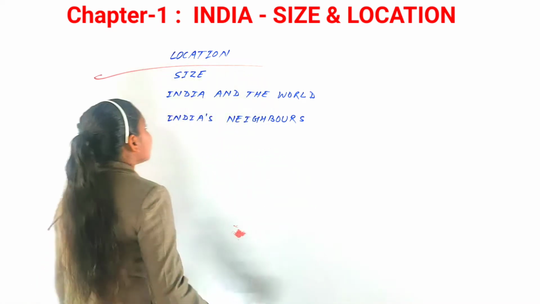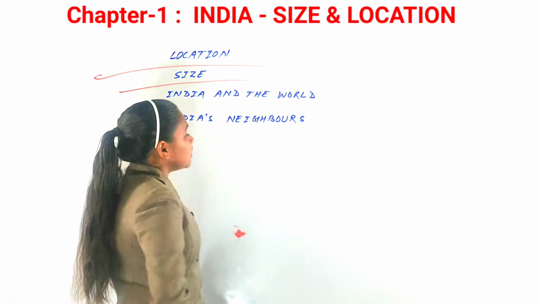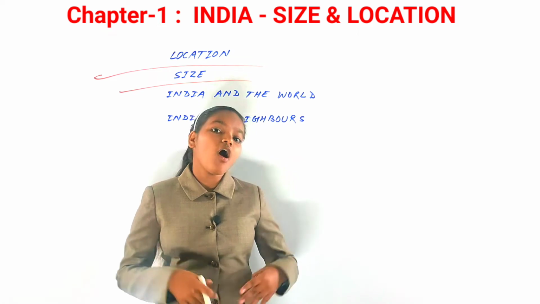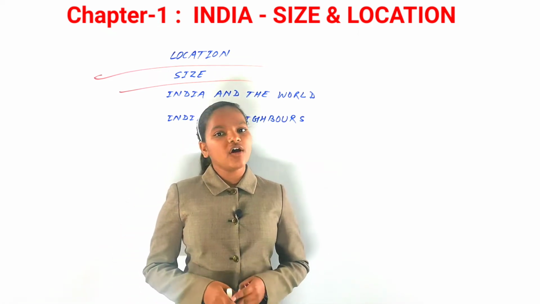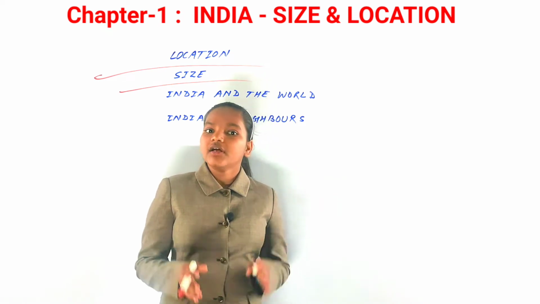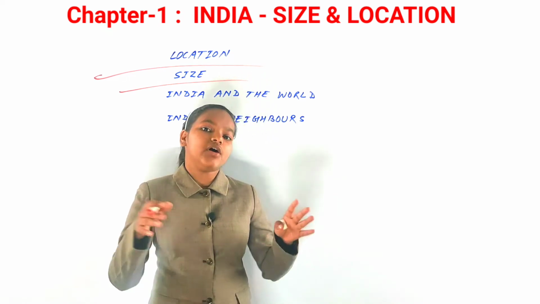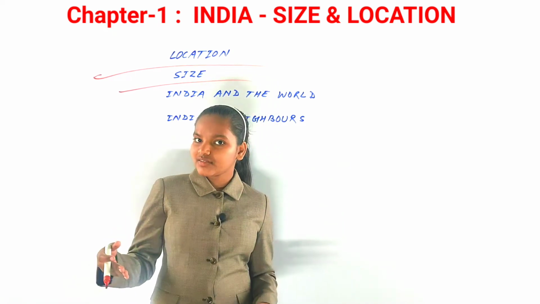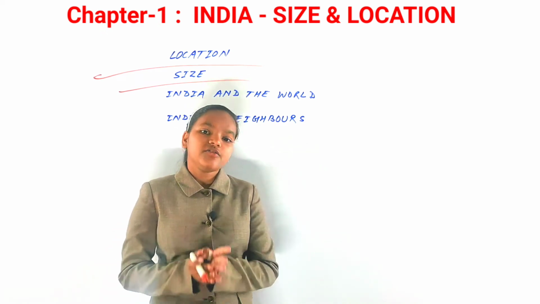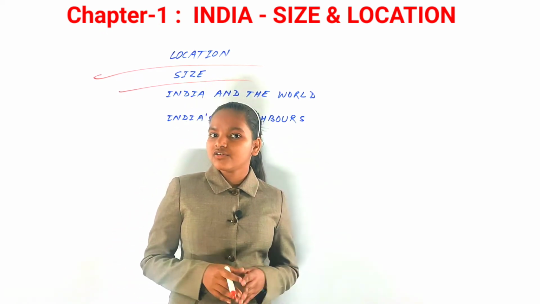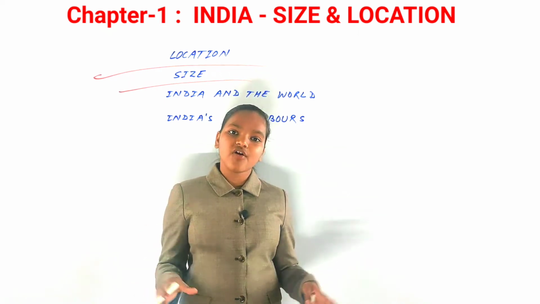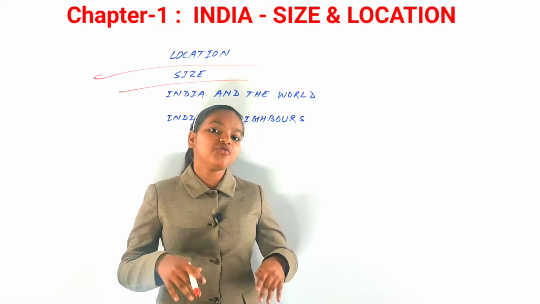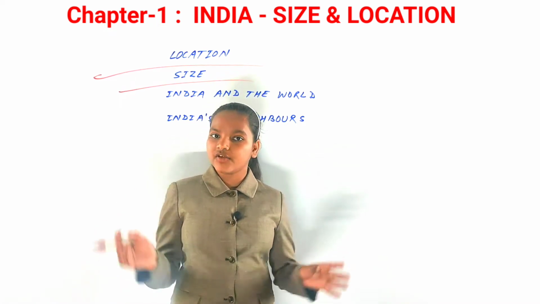Now our next topic is size. We have talked about the location of our country, of India. Now what about size? Just as I've said, India is a vast country. India is the 7th largest country in the world. First is Russia, then Canada, then USA, then China, then Brazil, then Australia and then India. So India is the 7th largest country, and the size of our country is about 3.28 million square kilometers. That is about 2.4% of the total land surface of the earth.